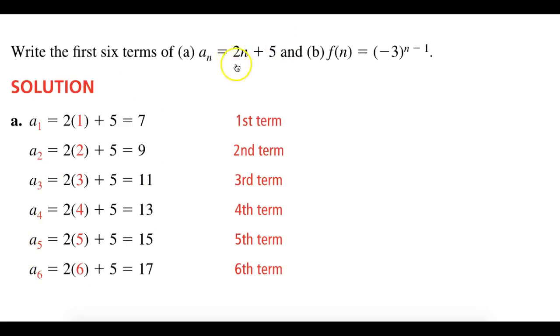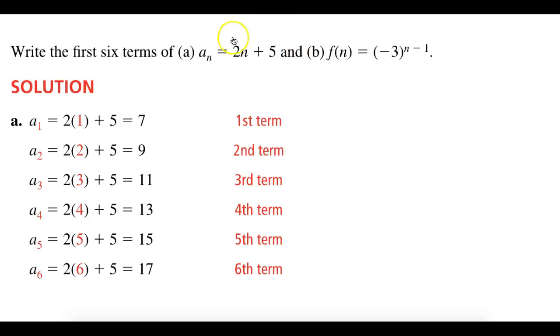Now if you look back at our pattern right here, 2n plus 5, the way you read this is when n equals 1, our first term is 7. When n equals 2, our second term is 9. n equals 3, third term is 11. n equals 4, fourth term 13. n equals 5, fifth term is 15. n equals 6, sixth term is 17. So that's how you do that for a pattern, for your sequence.